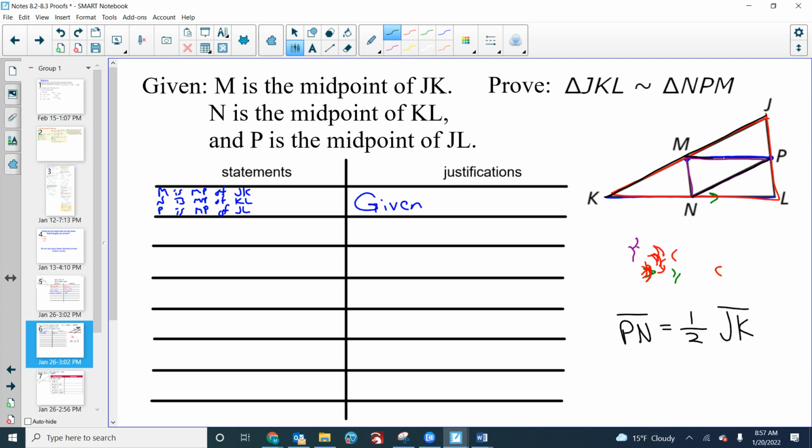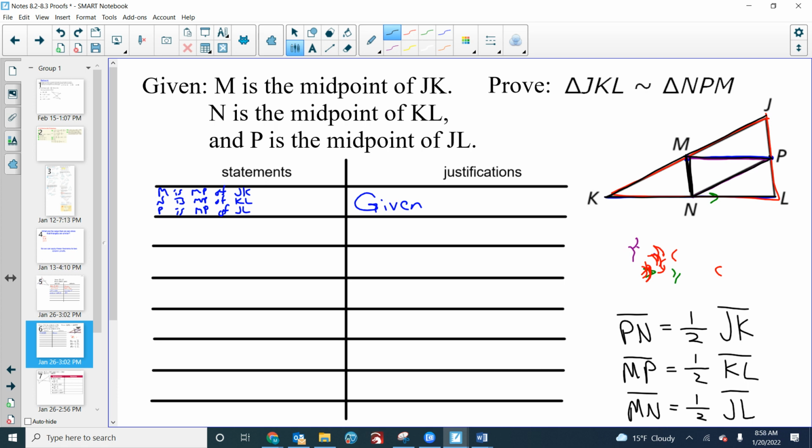What about MP? MP is half of KL. MP is half of KL. Okay. What about MN? MN is half of JL. How is that going to help us or not? I don't know. How's that going to help us? Christiana, go ahead. Because they have a scale factor of 1/2.